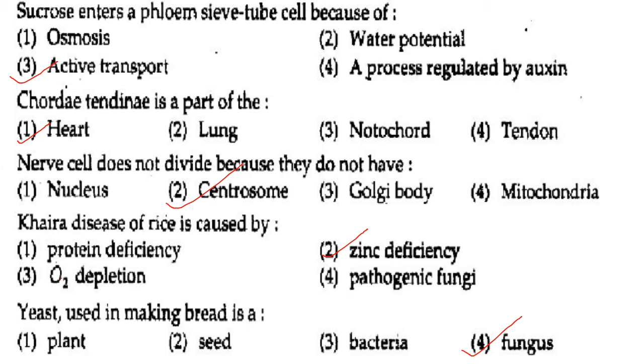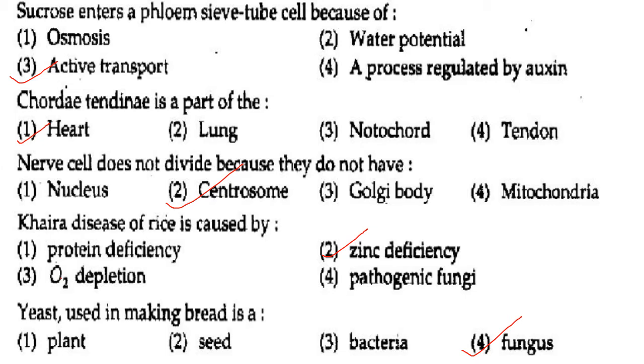Next one. Chordae tendineae is a part of the: option 1, heart. 2, lungs. 3, notochord. 4, tendon. Answer is option 1, heart.